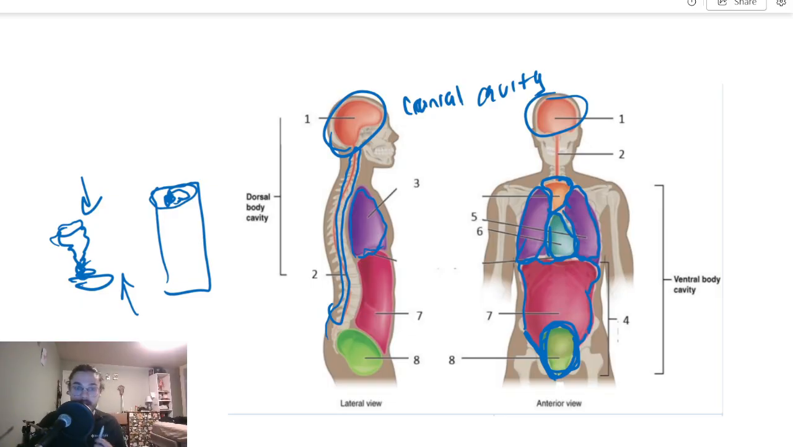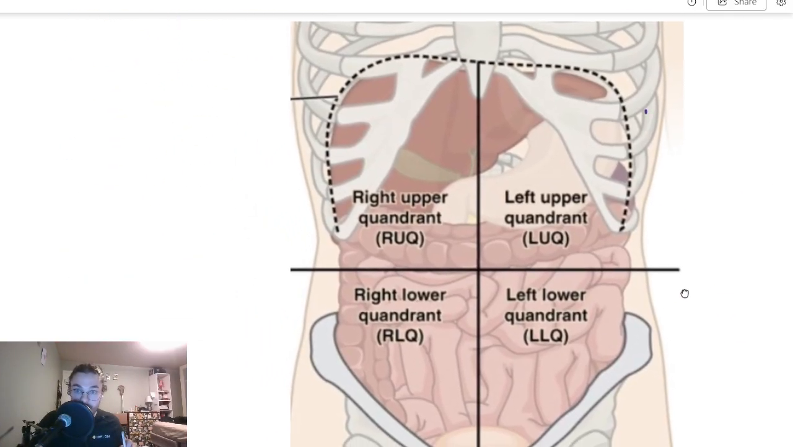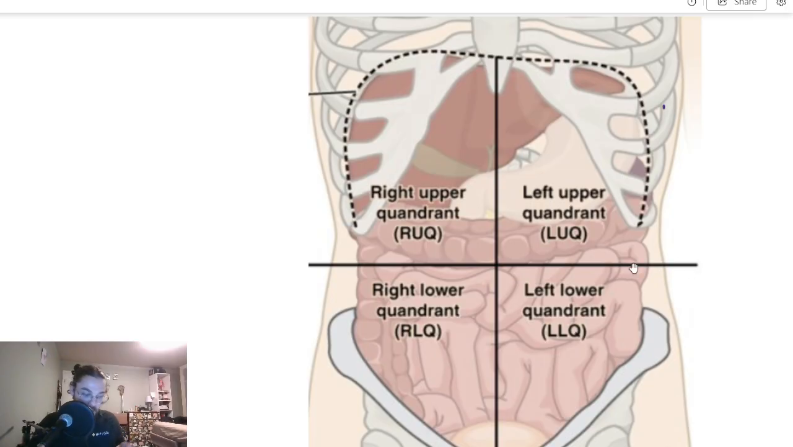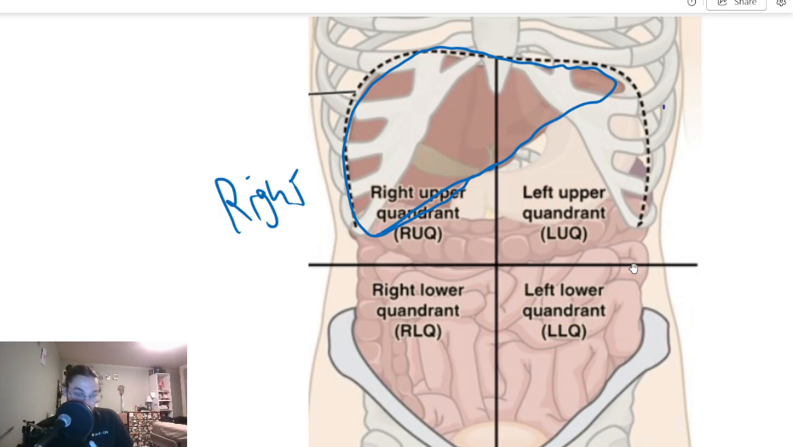So let's split this cavity. The most important one for our sake is the abdominal cavity. Let's split that into a couple of parts. We actually have different quadrants to remember this. And remember, this is your right side, and it will always be your right side because your liver always lives in your upper right quadrant. Okay? Or right upper quadrant. You can abbreviate this as RUQ. This is medical terminology stuff. Okay? Then you have your left upper quadrant.